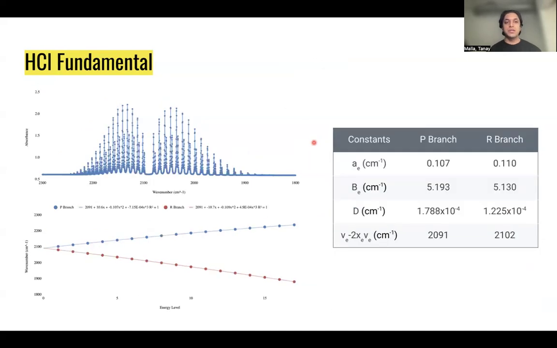Finally, we have the HCl fundamental transition. Relative to the DCl fundamental transition, the HCl peaks are noticeably narrower. This supports our previous hypothesis that the HCl peaks would be more distinctive. Additionally, there are more rotational transitions, as the P and R branches both had 17 peaks.